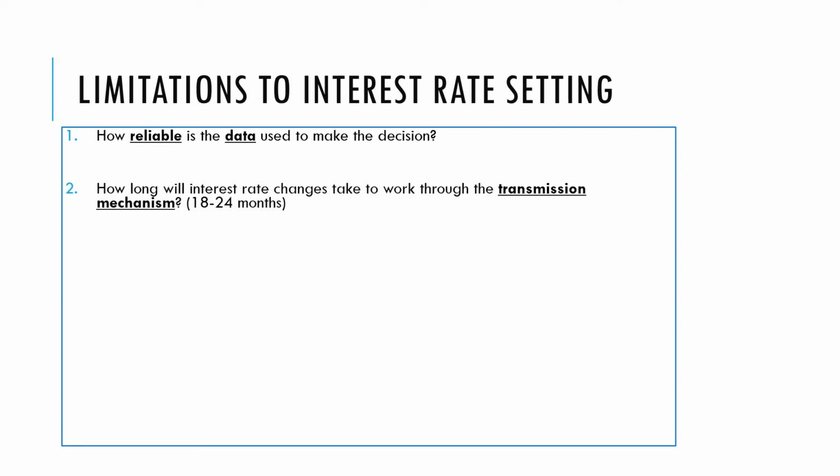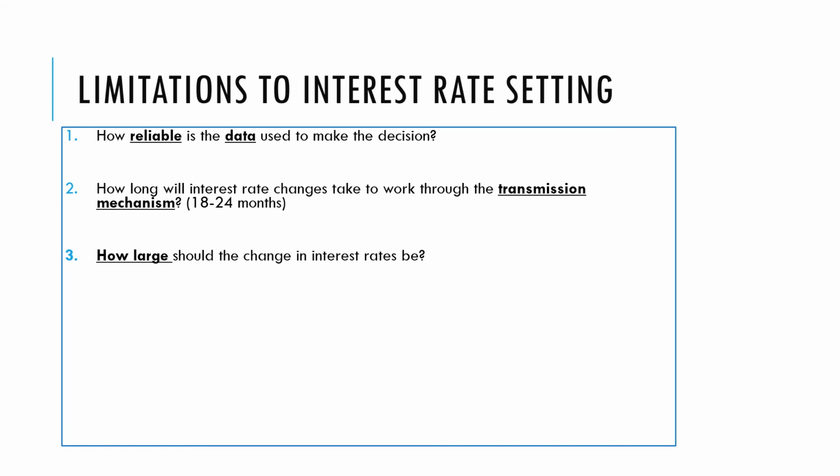Secondly, the transmission mechanism that we went through, all those changes within the economy, typically take 2 years to fully play out. So the MPC have to ask themselves, what did we change 2 years ago? Has that effect been borne out in the economy? And if we change things now, we have to bear in mind it's going to take another 2 years for the full effects to be seen.